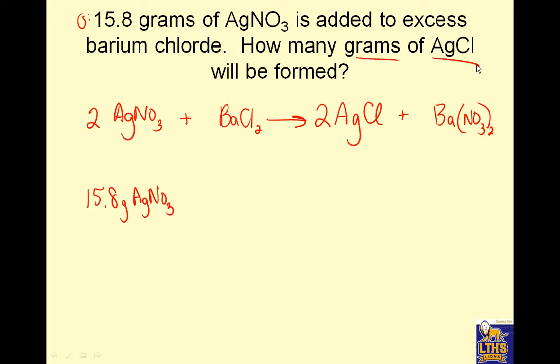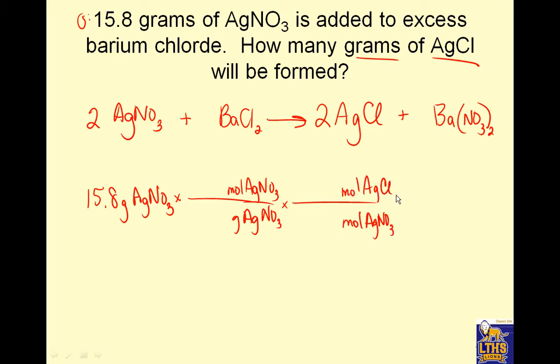Okay, so I've got 15.8 grams of silver nitrate as my given, and I want to change it into grams of silver chloride. So I have my balanced equation. Grams of silver nitrate have to change into moles of silver nitrate, because then I could change moles of one kind, moles of silver nitrate, into moles of silver chloride. But I'm not done, because I want grams of silver chloride.